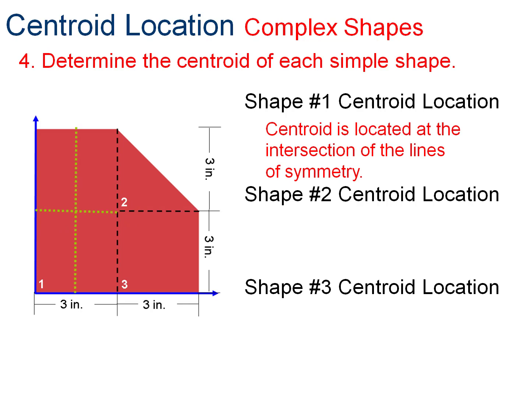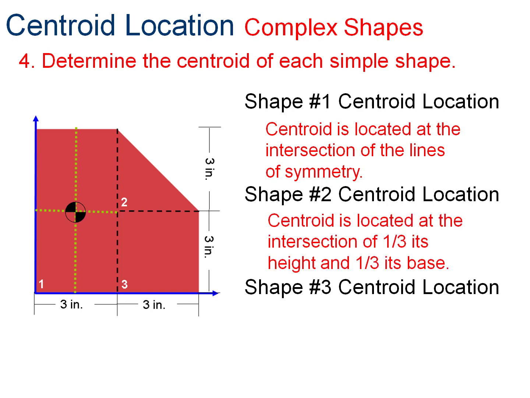So here's my line of symmetry for shape 1. Shape 2, it's 1/3 of the base and 1/3 of the height. So you can see the base is 3 inches across. The height is 3 inches. So I'm going to be 1 inch over and 1 inch up.